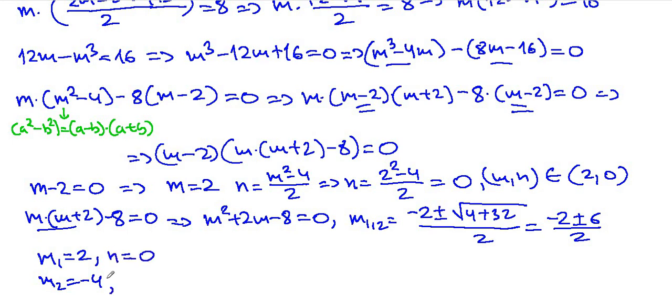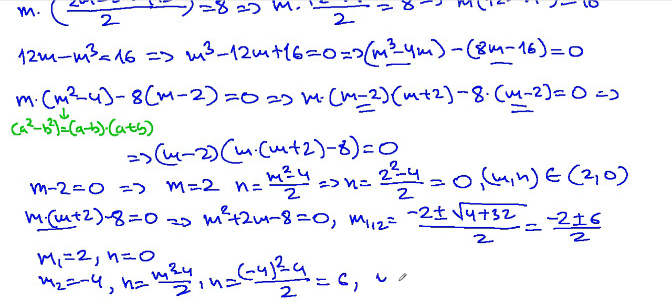And for this one, m is equal to minus 4, then let me again write for n, n is equal to m squared minus 4 divided by 2. So therefore, plugging in m equals minus 4, I will get the solution for n, minus 4 squared minus 4, divided by 2, and this is equal to 16 minus 4 is 12, and 12 divided by 2 is 6. So here I'll get another set of solutions, m, n belong to minus 4 and 6.